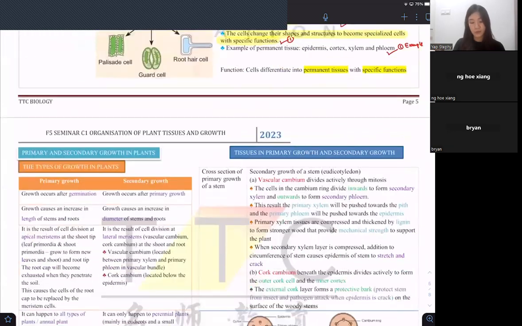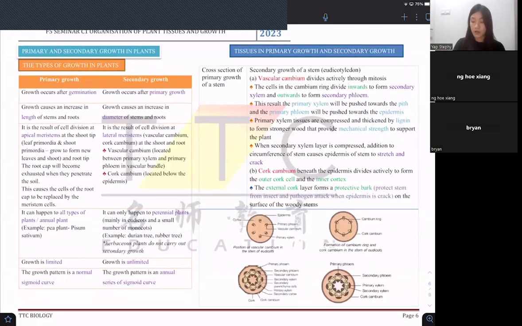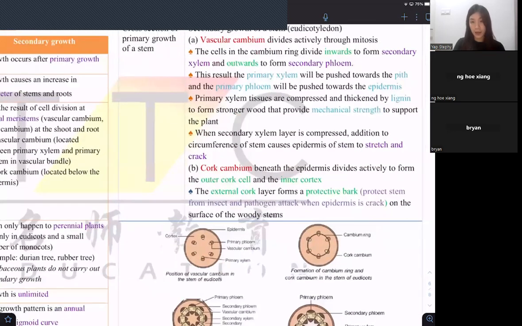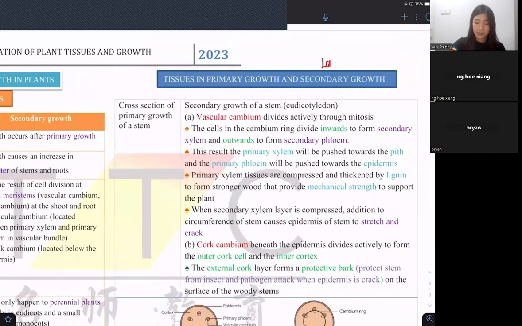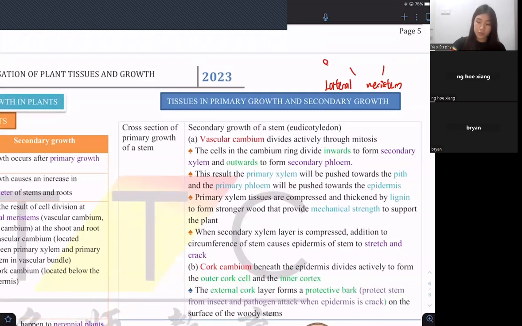Okay, after that, we'll go to the secondary growth. We go to the secondary growth first. Okay, you have to see the process here. Secondary growth compulsorily occurs in the lateral meristem. And lateral meristem, you can find in the shoot tip and root tip. Vascular cambium and the cork cambium.